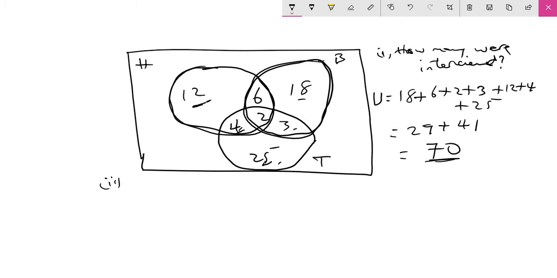How many women play tennis? So it just said, let me write, how many women played tennis? All right.